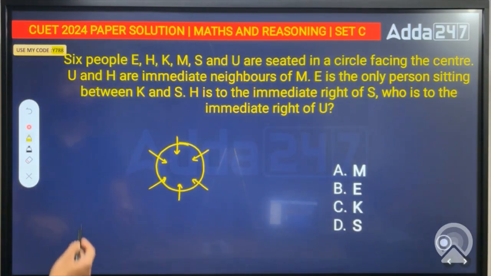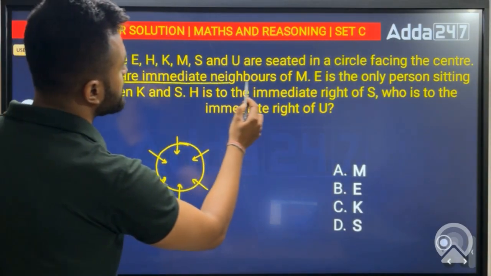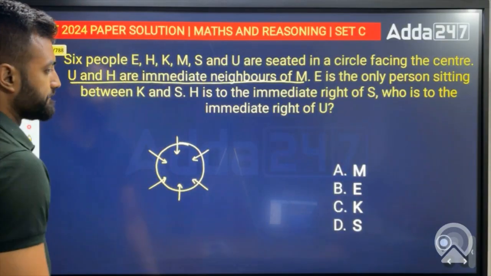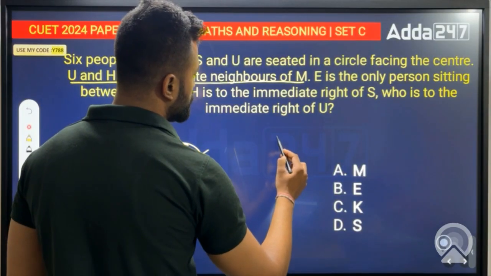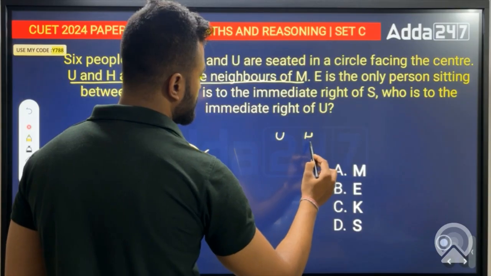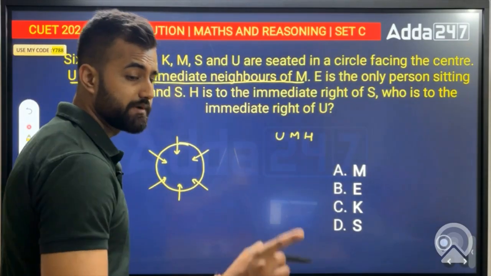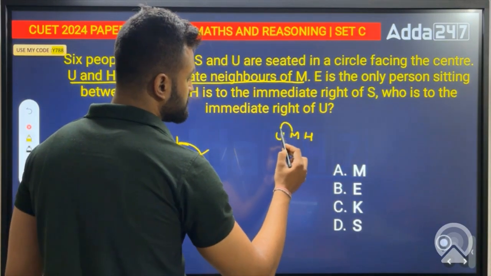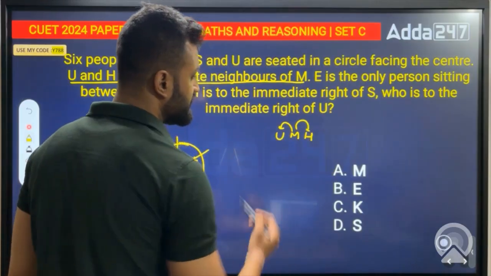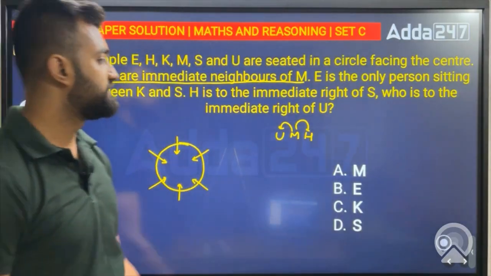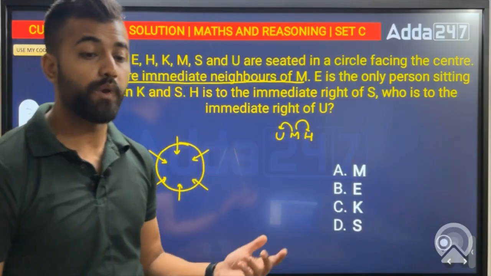Now what's given? U and H are immediate neighbors of M. That means M should be in between them. And when I say neighbor, I will draw a curve arrow like this. This curve arrow will show me that they are exactly near M. I am not putting it here because I don't know where they are sitting.